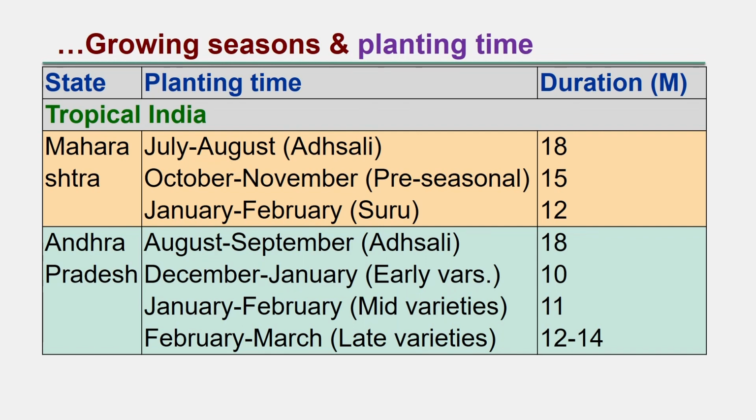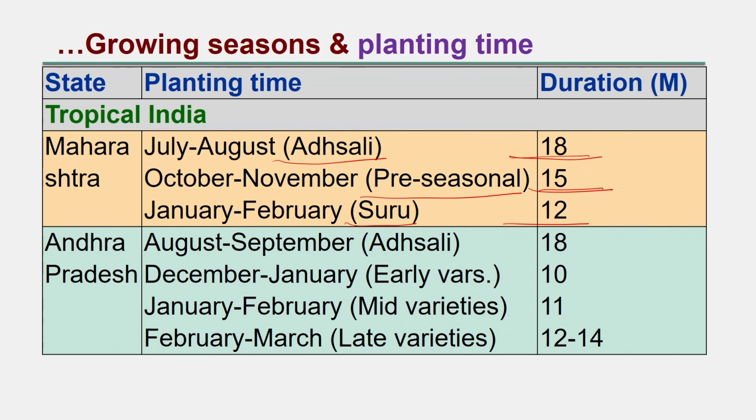Now see the situation in tropical India. Maharashtra, it is planted during July, August, and this crop is called Adasali. It takes 18 months or 1.5 years. Therefore, it is called Adasali. October to November, it is pre-seasonal crop and it also takes 15 months to mature, and it is also planted in January, February, which is called Suru, and it takes about 12 months.